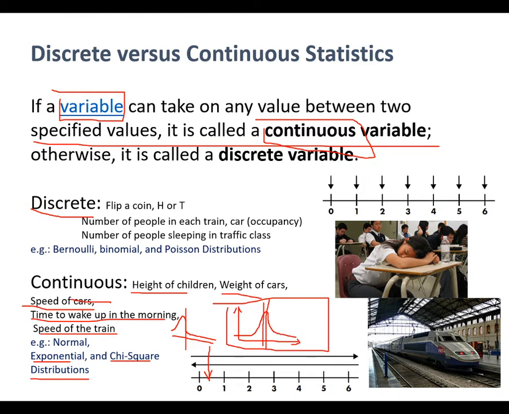Or again, another example you might see a lot in your statistics class, when you roll a dice. You cannot have 1.5 on a dice. 1, 2, 3, 4, 5, 6. So this is called discrete.